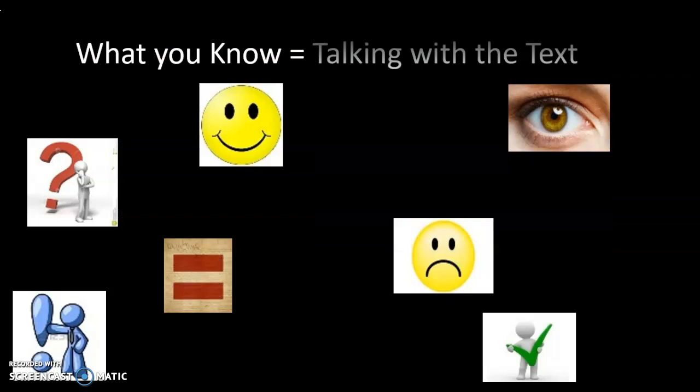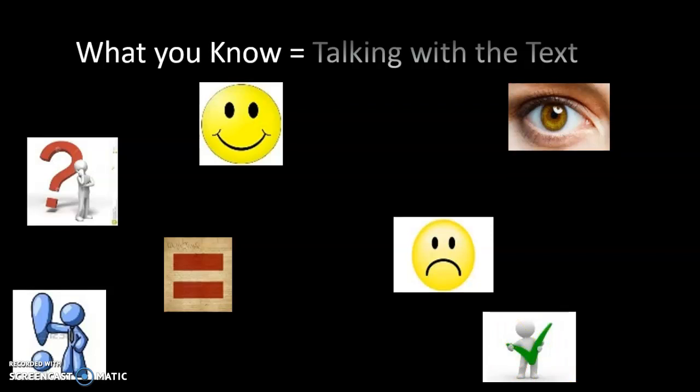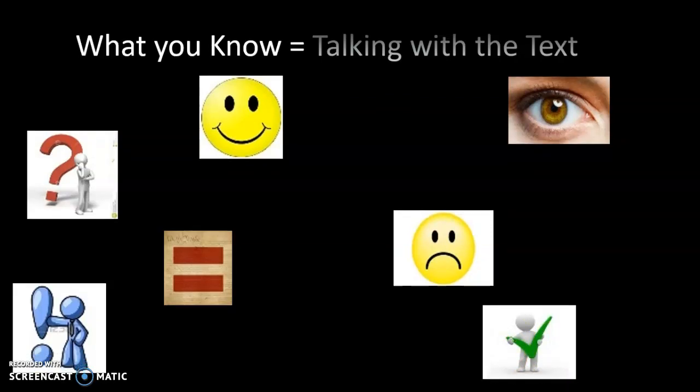So you recognize these symbols because we've all used talking with the text strategies, and it's a very simple way to leave little marks in the text while you're reading so that you don't stop, and just get all the way to the end and then go back and say, oh, here's something I liked, or here's where I had a question, or here's where I agreed. So these are great strategies to use while you're reading. Keep using them.